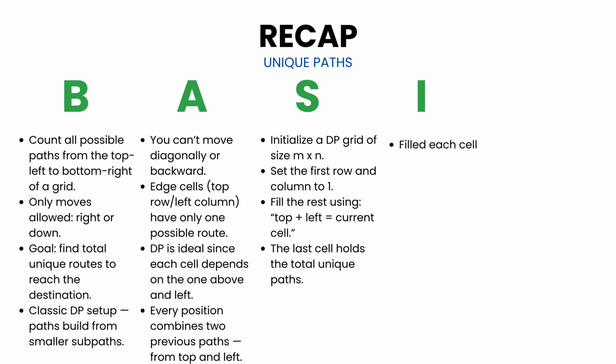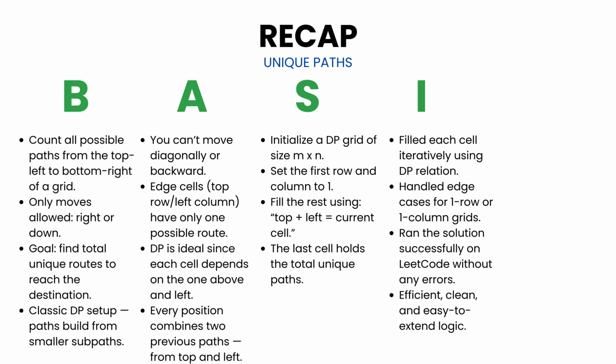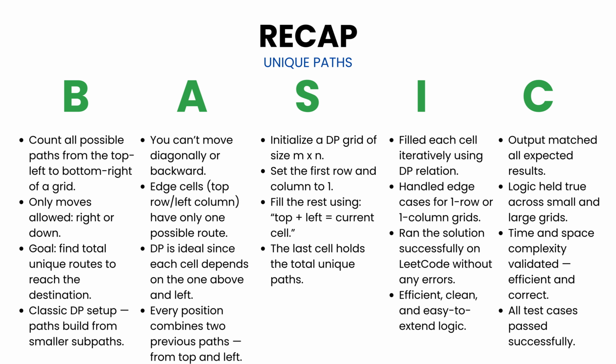Implement recap. We implemented the logic cleanly, ran the solution on LeetCode, and everything executed perfectly. No syntax issues, no boundary errors. The DP table built up exactly as expected, and the output matched every test case. Check recap. After running multiple scenarios, all test cases passed successfully. The results lined up perfectly, even for edge cases like single row or single column grids. The logic worked efficiently and consistently.